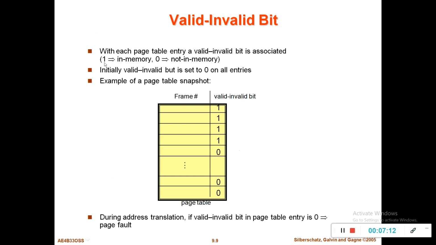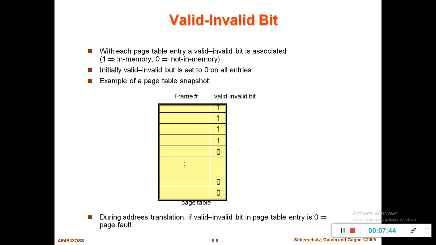If the bit is set to 1, the page is in the memory. If the bit is set to 0, that page is not in the memory. Initially the valid-invalid bit is set to 0 for all entries. An example of the page table snapshot is shown in the figure below. Some of the bits are set to 1, meaning these pages are in the memory, and the bits set to 0 are invalid references, or not in the main memory or physical memory.